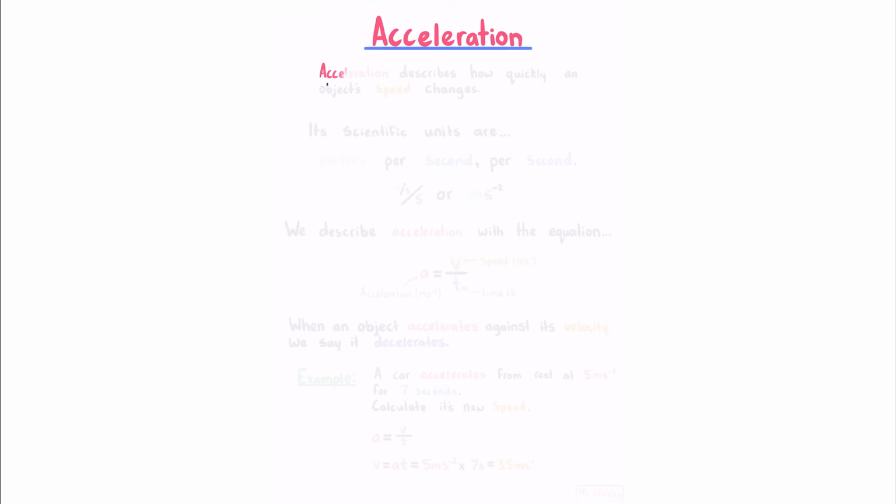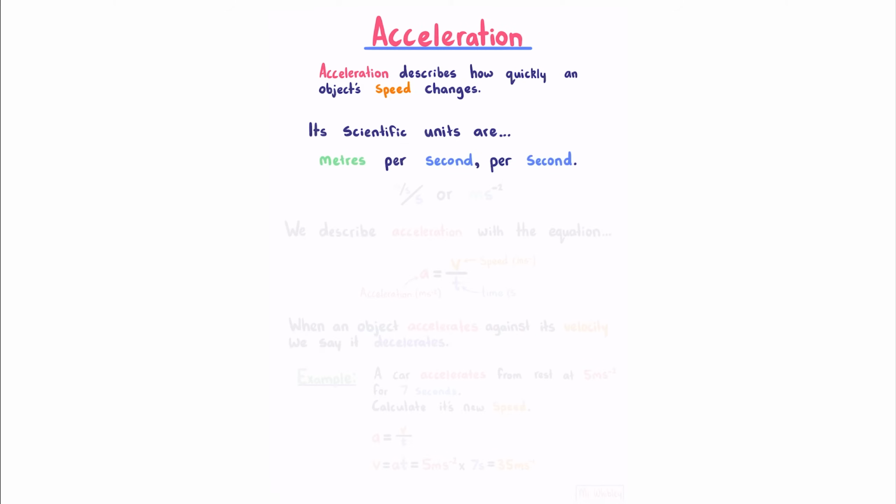Acceleration. Acceleration describes how quickly an object's speed changes. Its scientific units are meters per second per second, which we can write as meters per second squared, and if you accept that 1 over second squared is second to the power of -2, we can also write this as ms^-2. We describe acceleration with the equation acceleration is speed over time.